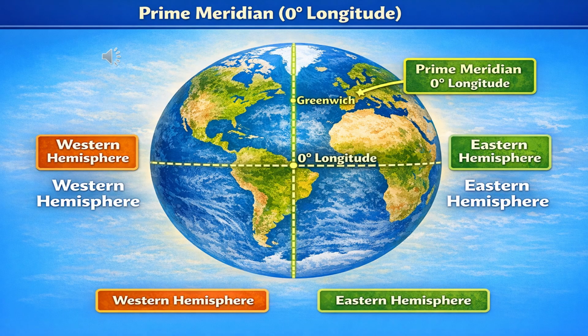Prime meridian, 0 degrees longitude. Now look at this image. You can see a vertical line passing through a place called Greenwich. This line is called the prime meridian. It is marked as 0 degrees longitude. The prime meridian divides the Earth into the Eastern Hemisphere and the Western Hemisphere.